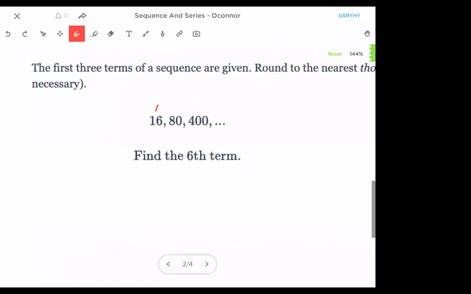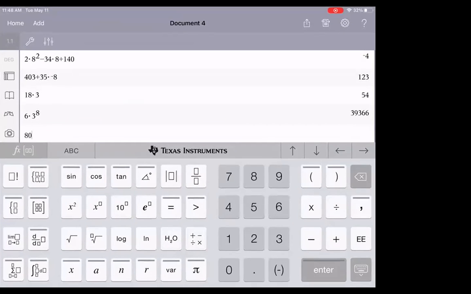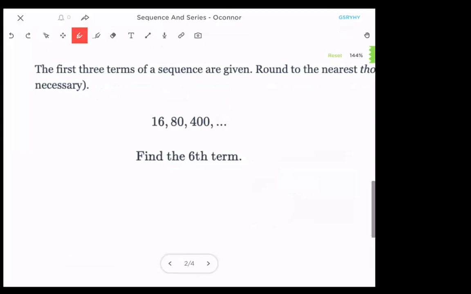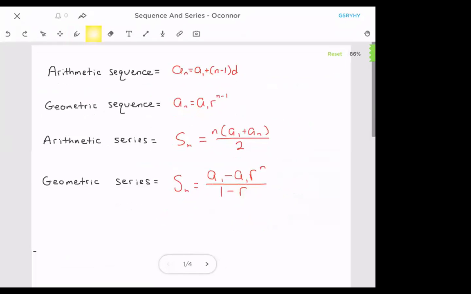Well, let's see. You might not know off the top of your head 16 times what is 80. Well, an easy way to figure that out is, let's just do 80 divided by 16. And it's 5, right? So I'm thinking geometric. I'm thinking this is times 5. But if that's the case, then I have to make sure that 80 times 5 is 400. Well, it is, of course, because 8 times 5 is 40. You add the zero. So I now know it's geometric. It's a sequence because I'm just finding a term. So I'm going to use my geometric sequence formula.